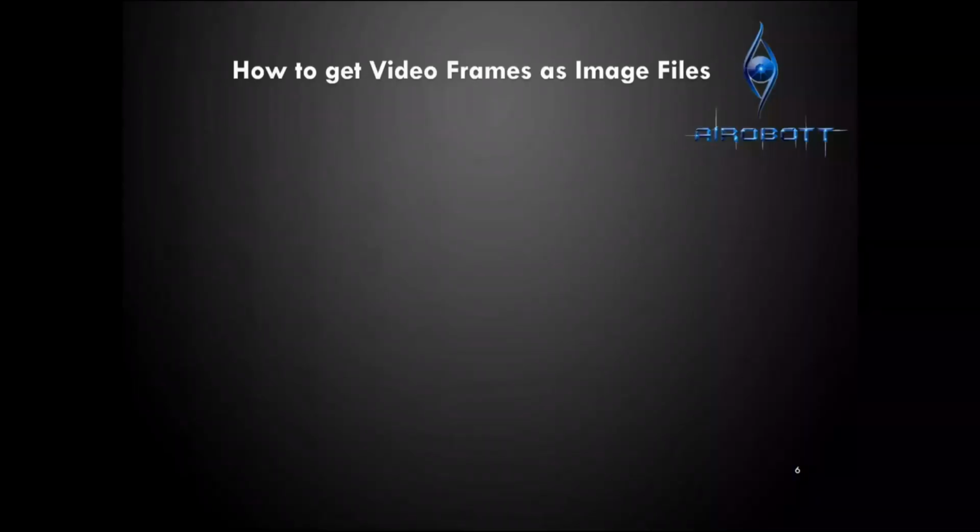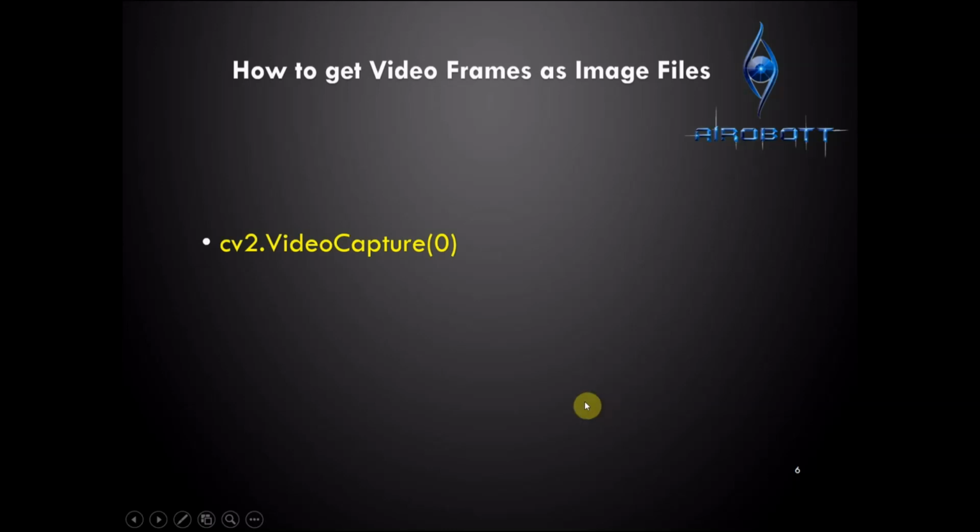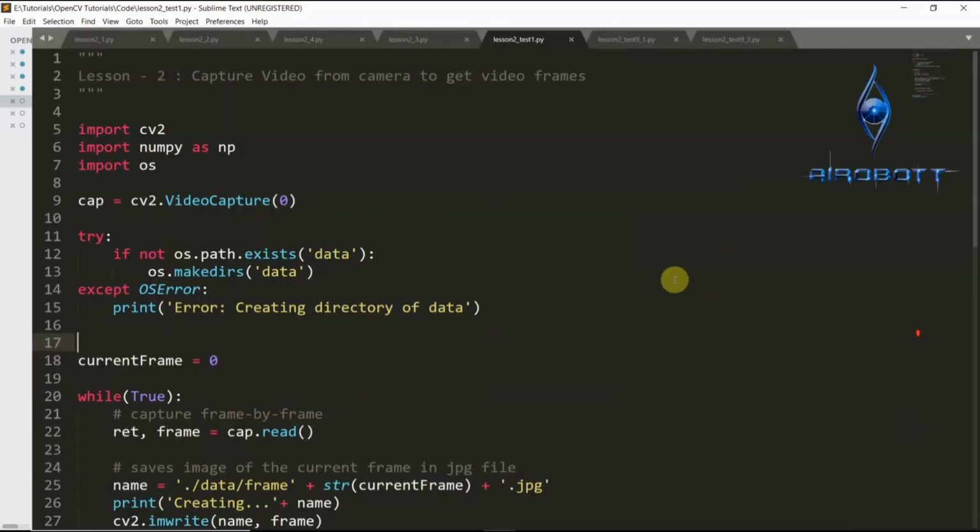Now we will see how to get video frames as image files using the VideoCapture object. I'm going to read the input video and save its frames as image files. Now we'll see the program code. This is the code. In this code, I'm going to capture an input video, and from that I'm going to get image files.